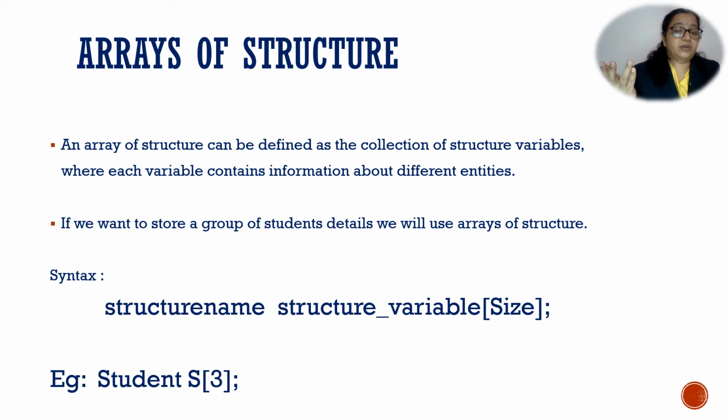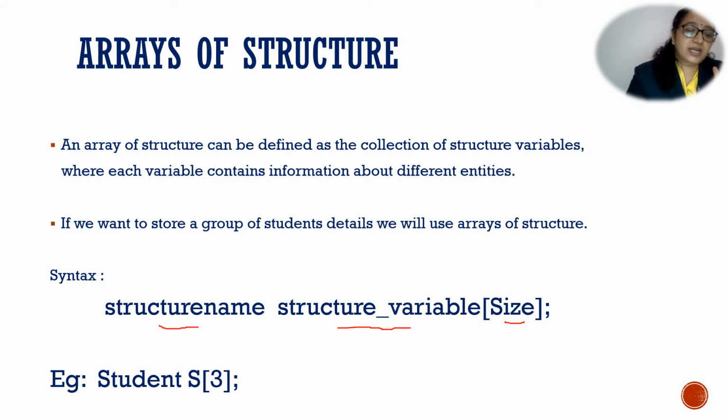So what is the syntax? The syntax is structure name, space, structure variable, and in the square brackets the size. Same style as array declaration. If it's an integer data type, we declare int a[10], like that, for an array. So here the structure name is the data type. Structure name, space, then the structure variable, then in the square brackets the size, then put a semicolon. Okay, see one example.